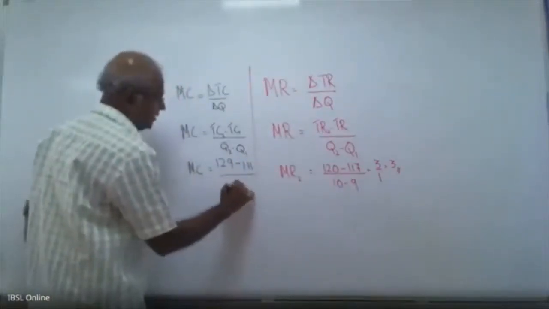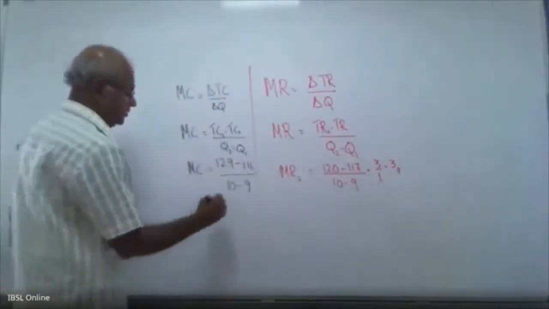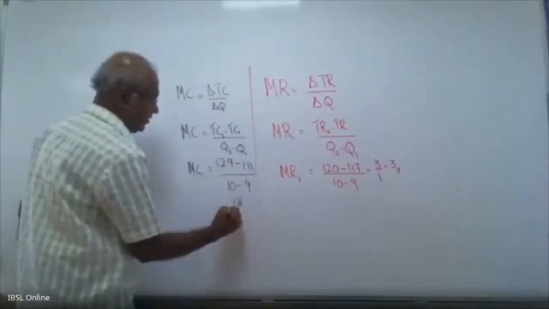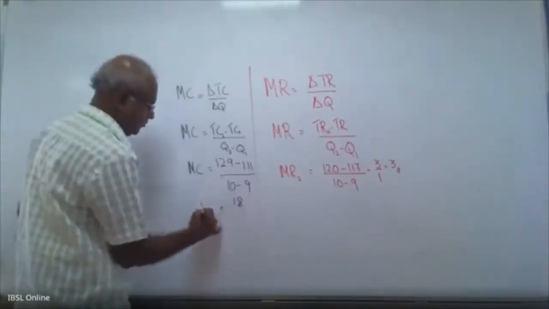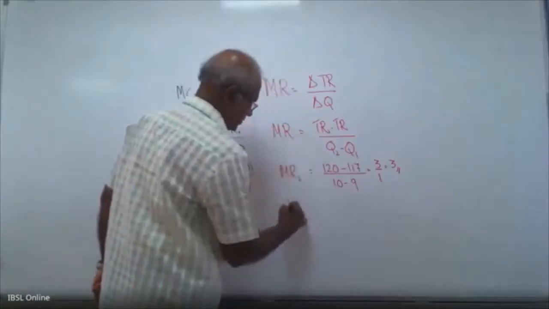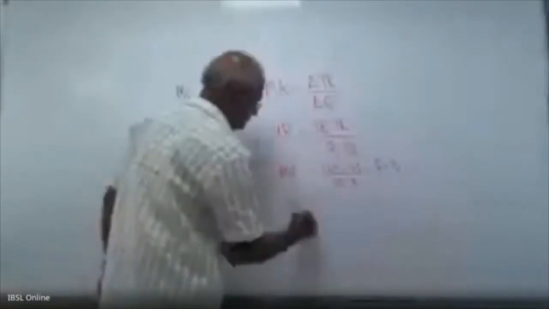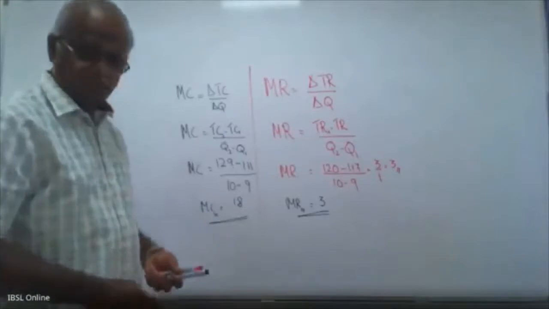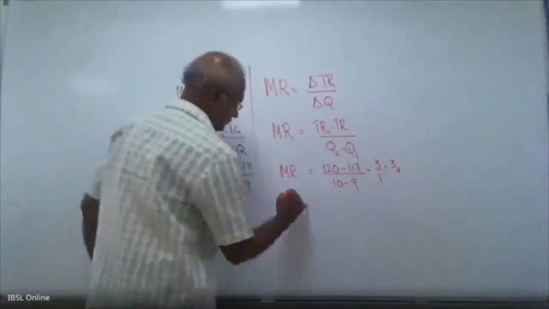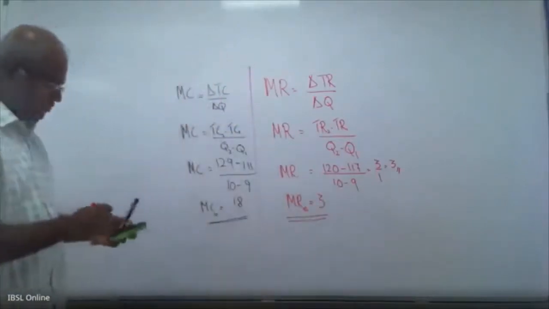Divided by 10 minus 9. That equals 18. MC of the 10th unit. Revenue of the 10th unit. MR of the 10th unit. Like that, marginal cost and marginal revenue, marginal revenue, marginal cost, right?